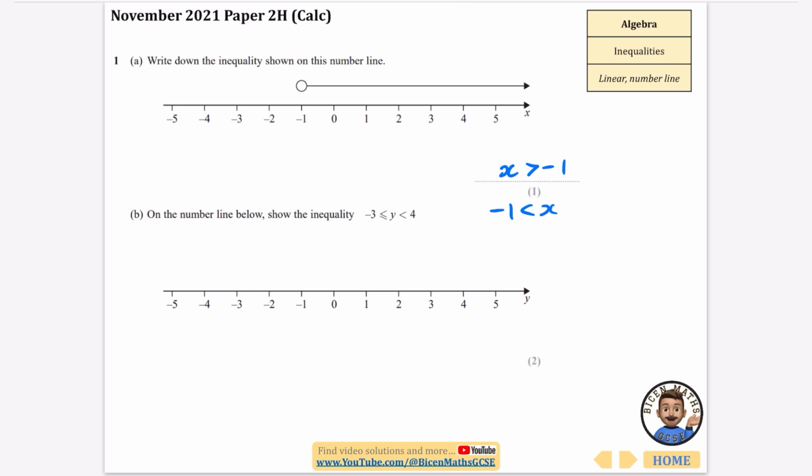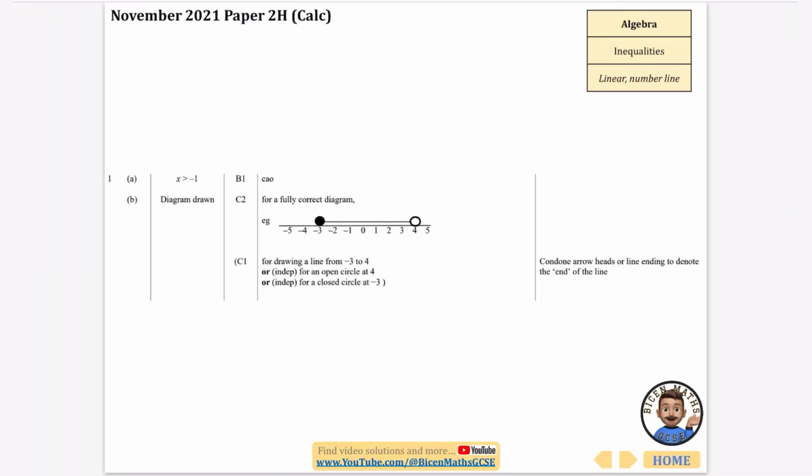So for this one, for this symbol, it's going to be a filled in circle at -3, and it's going to be an empty circle at 4, and we're just going to connect them together like this. So there we've got our x is greater than -1 and between -3 and 4, just like we had on the previous part.